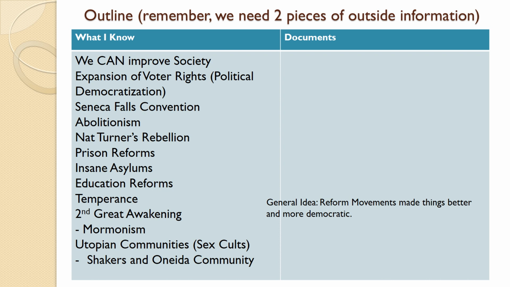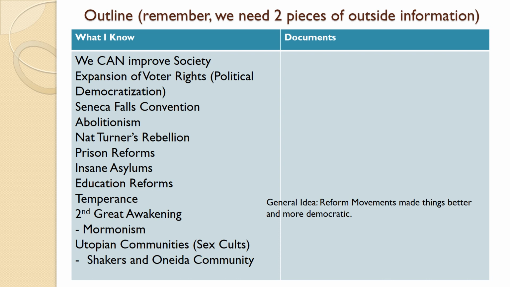We've got the Seneca Falls Convention. If you're going to talk about voter rights, well, you've got to talk about women trying to get voting rights. We have the rise in abolitionism. We have Nat Turner's Rebellion, speaking of slaves trying to get their freedom. We're going to have some prison and insane asylum reforms, which sounds fun. We're going to have education reforms. There's going to be a push for temperance, which is, of course, the limiting of alcohol consumption.